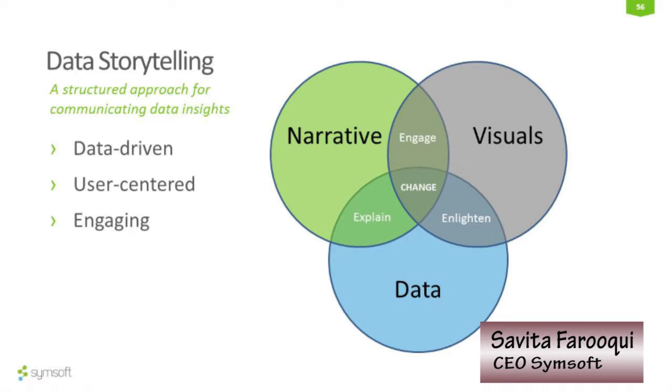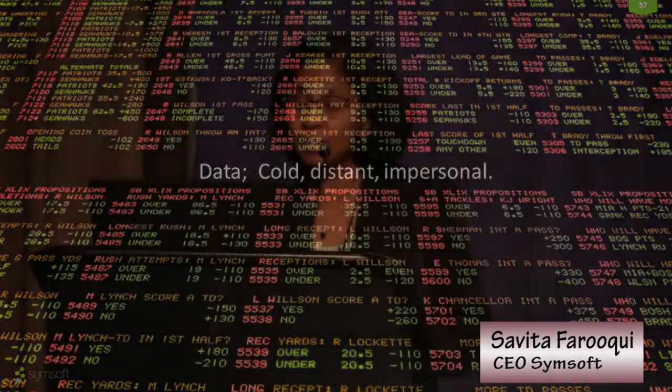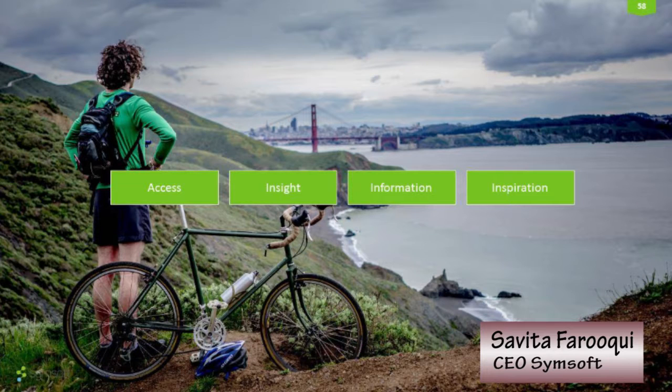So to recap, data storytelling is really a structured approach for bringing together data-driven insights in a user-centric fashion and in an engaging way. So we transform the data which is cold, distant and impersonal to something which is more accessible, insightful, useful, and really makes a difference in people's lives.